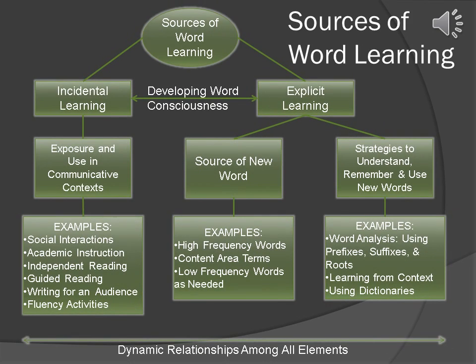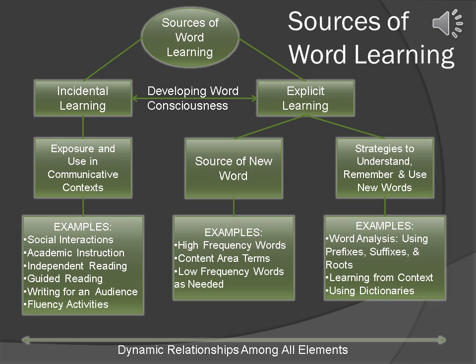There are two sources to learning a word. You can learn the word incidentally or explicitly. Both ways develop word consciousness. Incidental learning is exposure and use in communicative contexts like social interaction, academic instruction, independent reading, guided reading, writing for an audience, and fluency activities.